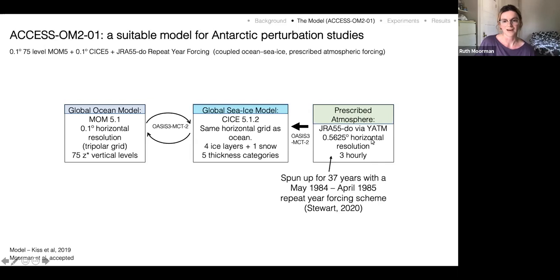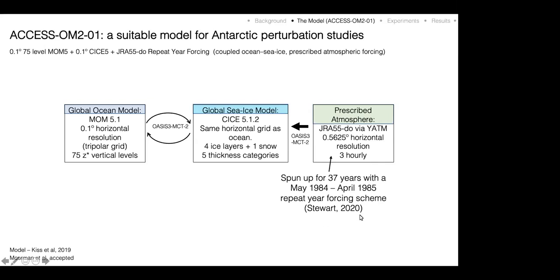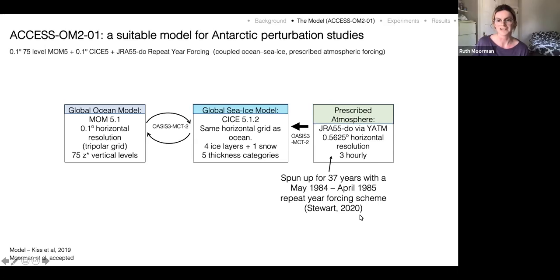So we're not looking at the coupled climate response to these perturbations. We're just looking at the ocean and ice in effectively as close to isolation as we can manage. And the atmosphere is provided by the JRA55-do product, from which we construct an annually repeating forcing scheme that Kial Stewart goes into a bit more detail on in some of his work. But that's essentially trying to keep the atmosphere as constant as possible and just look at the response of the ocean directly to the changes in ice shelf melt that we prescribe.